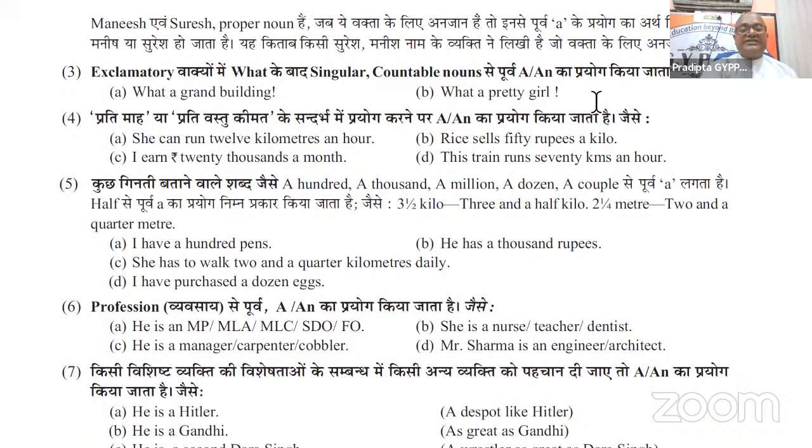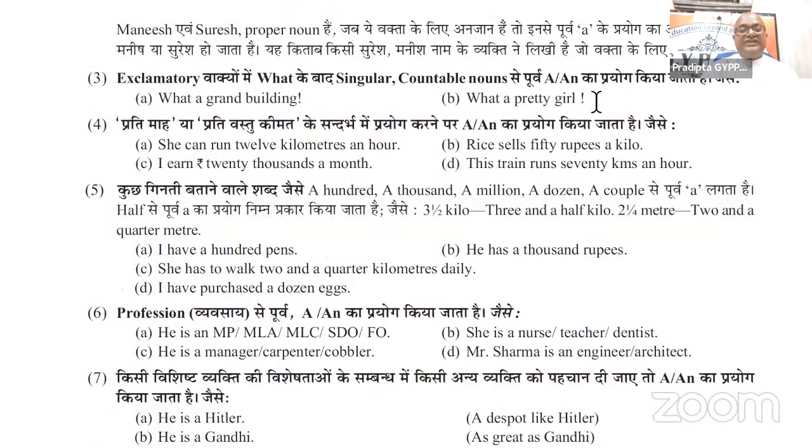In exclamatory sentences, before an adjective, we use a. For example, what a building, what a grand building, what a pretty girl. So I hope you can make some exclamatory phrases like that. What a tasty jalebi. What a large rasagola. Hearing this, you may have a watery mouth. Who knows if you love it. So think of and make some phrases.